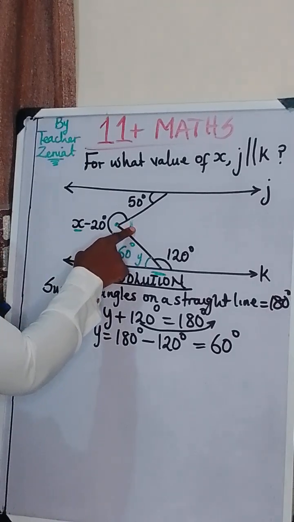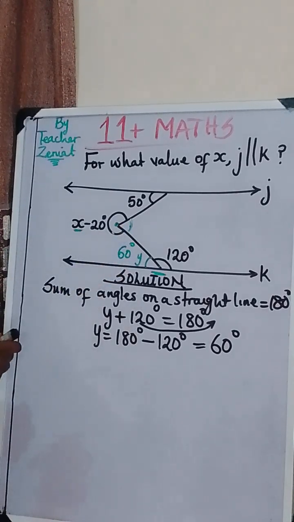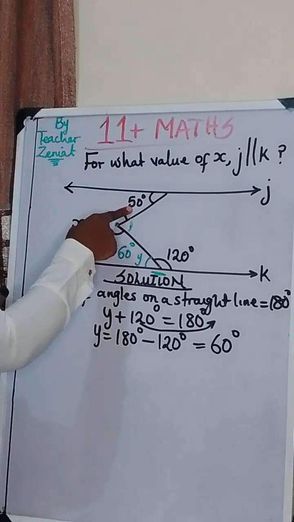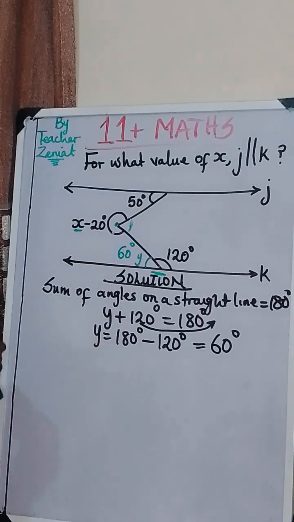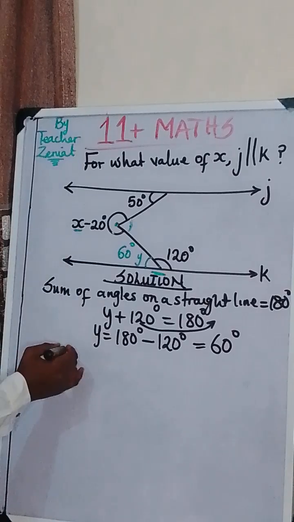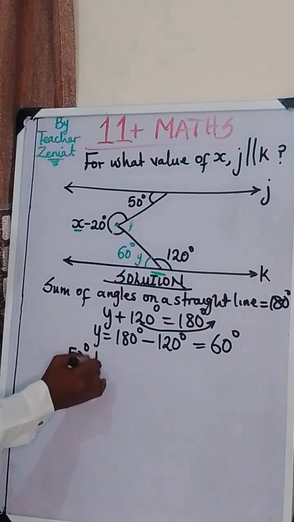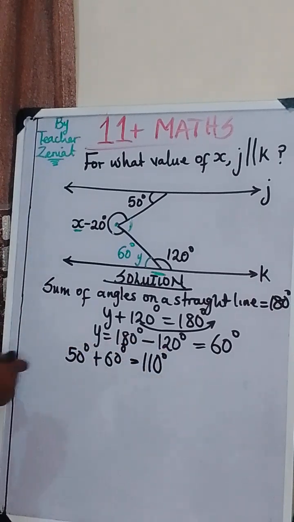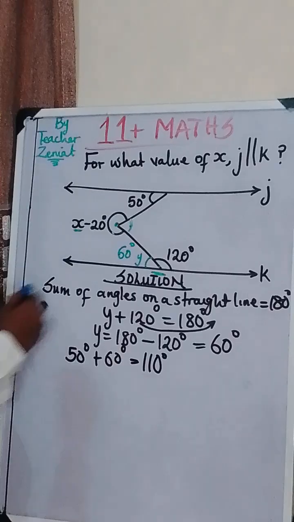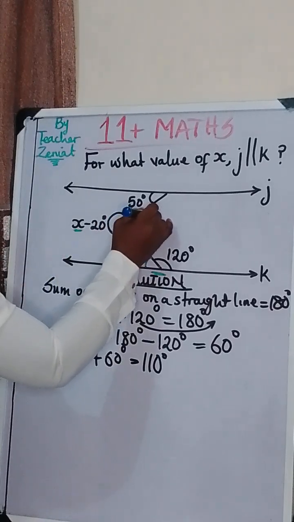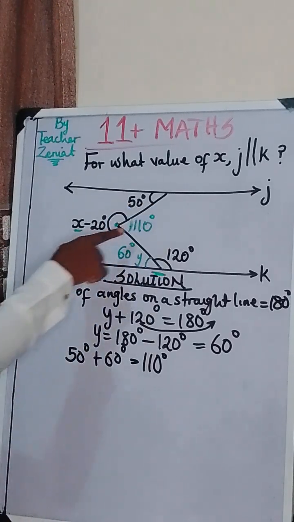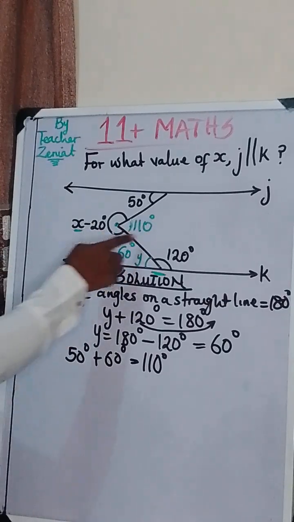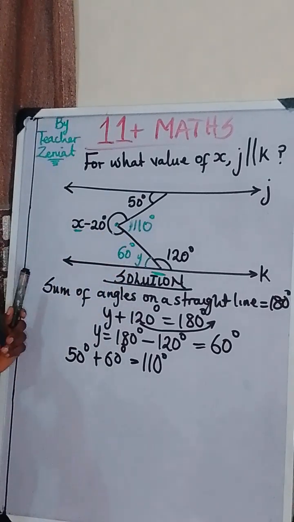So to get the value of this reflex angle, we are going to be summing up the angles that the two slopy lines made with the two horizontal lines. So we will have 50 degrees plus 60 degrees to give us 110 degrees. So this our reflex angle here is 110 degrees. A reflex angle is an angle that is bigger than 180 degrees, but it is not up to 360 degrees.